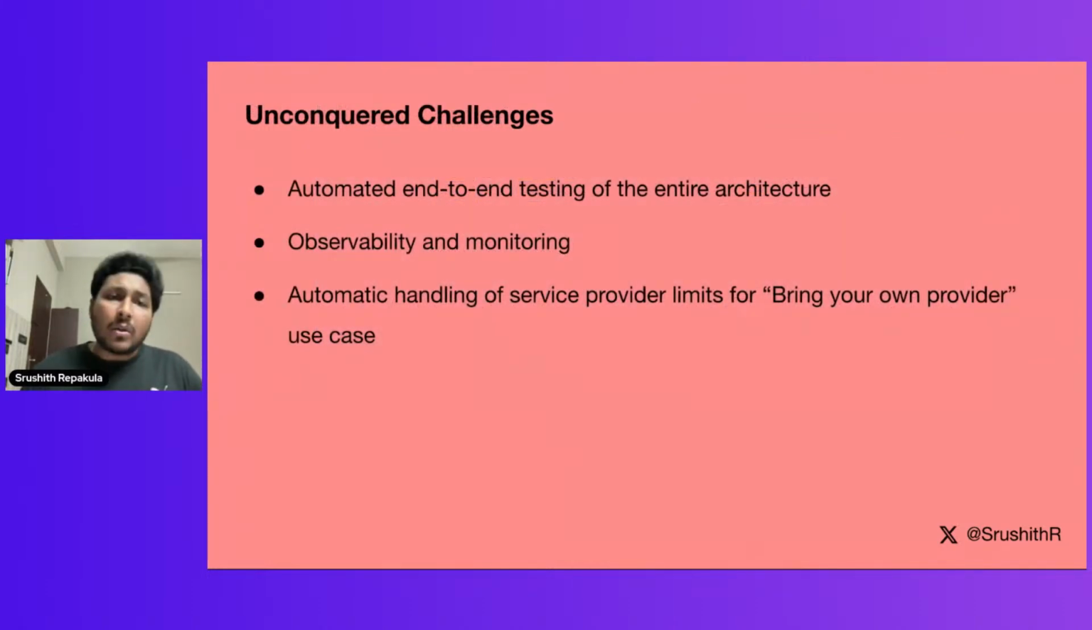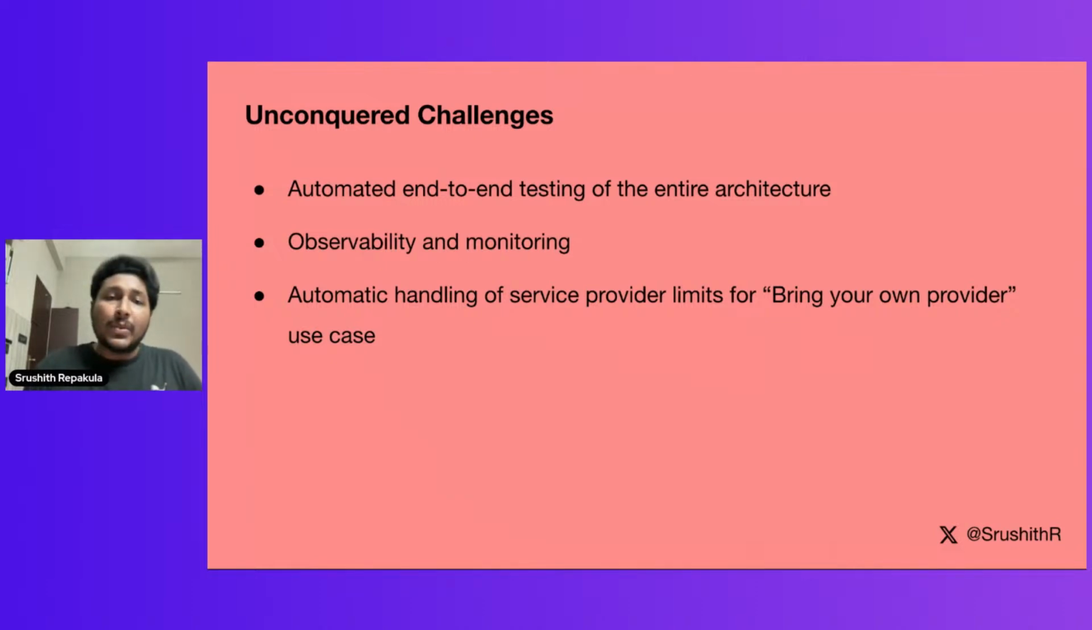So, what are the various other challenges that we are still yet to conquer? It is basically the automated end-to-end testing of the entire architecture. Again, for people who know about AWS and the various services that I talked about, you would have understood by now that all of them are asynchronous in nature. So whenever there's asynchronicity in your architecture, it becomes difficult to automate the testing process completely end to end. It can be done, but it is challenging. That is something that we are still working on.